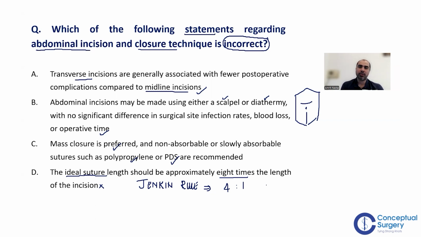This is the rule. The length of the suture should be at least 4 times the length of the incision, which means if the incision is 10 centimeters in length, your suture should be at least 40 centimeters. If it is less, then you have to take a second suture. Right. So this is the logic. It is based on Jenkins rule.